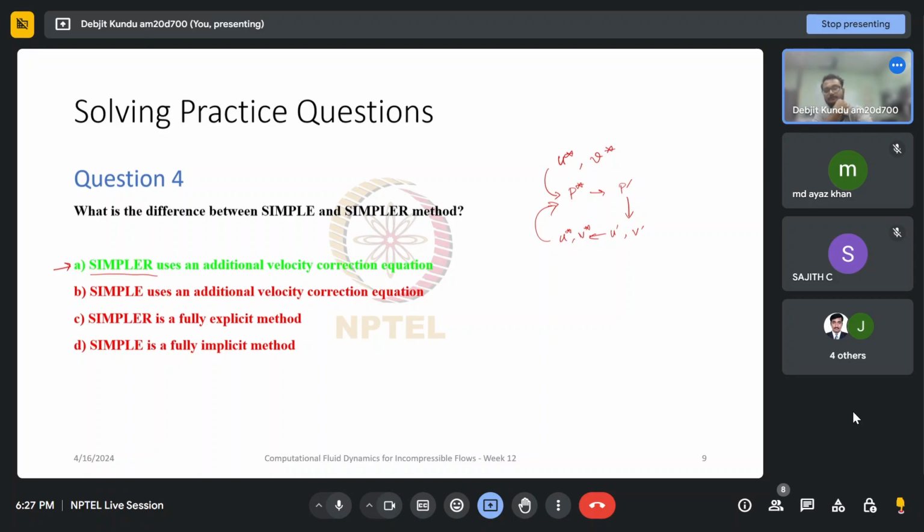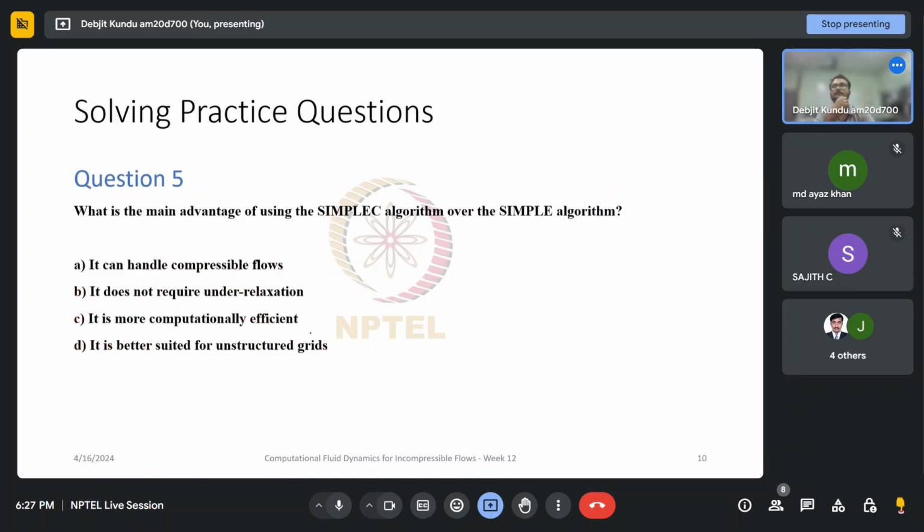All right, so if not, we will keep moving on. We move on to question number 5 now, which is asking us what is the main advantage of using the SIMPLEC algorithm over the SIMPLE algorithm. So once again, we have another modification of the SIMPLE algorithm known as SIMPLEC, where C stands for corrected. So what is the main advantage of it over the SIMPLE algorithm?